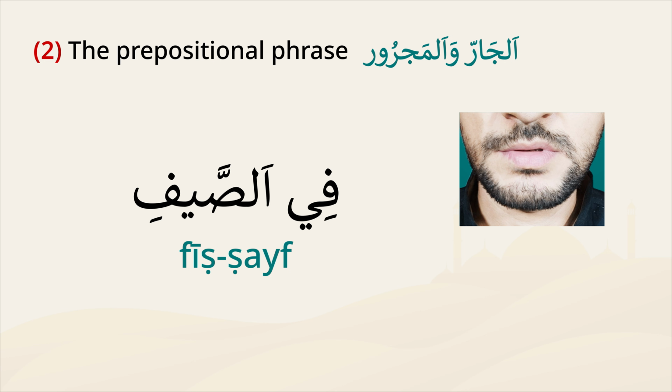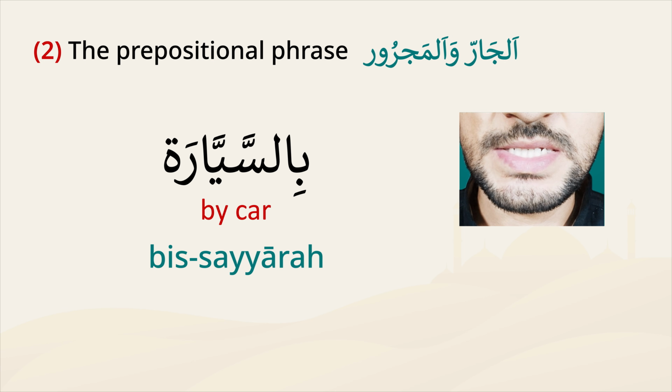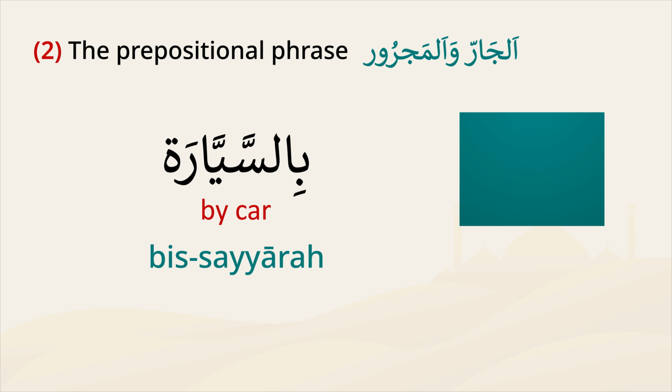Here are three more phrases using single-letter prepositions. Let's pronounce them one by one. First, بالسيارة. The alif and lam are silent here because we are in connected speech and the lam is solar.